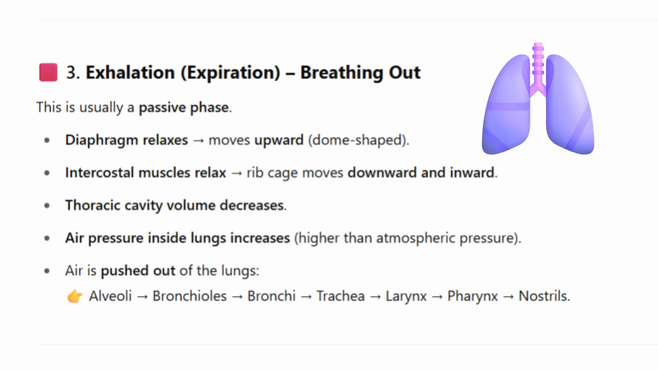Step 3. Exhalation, breathing out. Now it's time to exhale. The diaphragm relaxes and moves back up, and the rib cage comes down and inwards. This reduces the space in the chest cavity, increasing the pressure inside the lungs. As a result, the air containing carbon dioxide is pushed out through the same pathway, from alveoli to nostrils.